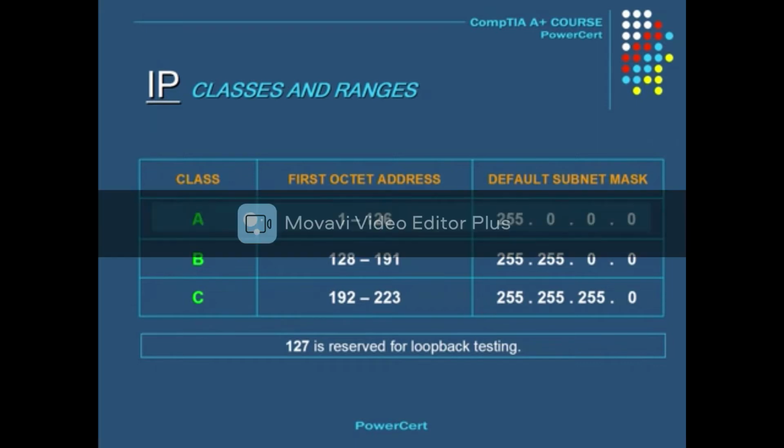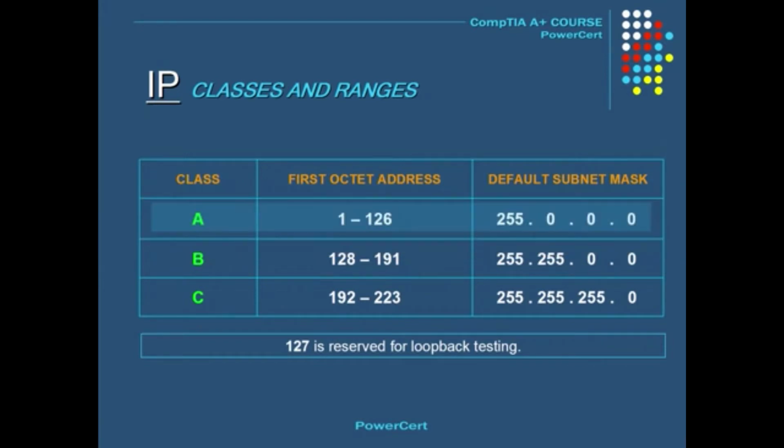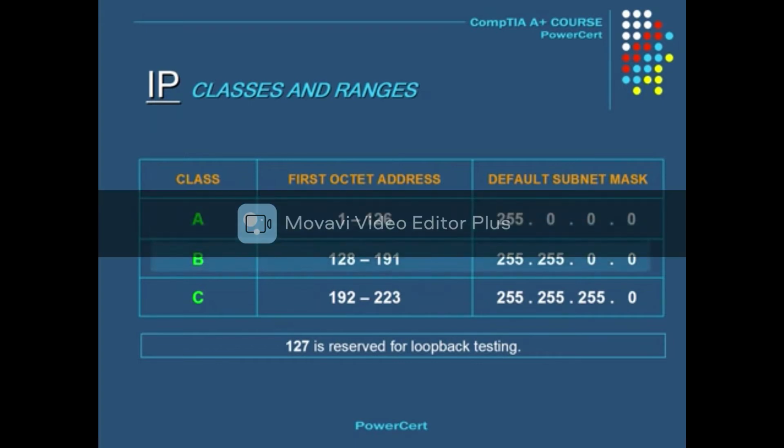So a Class A IP range is from 1 to 126. This class supports 16 million hosts on 126 networks. So this class is mainly given to large organizations because of the tremendous amount of IP addresses it can give out. A Class B IP range is from 128 to 191.